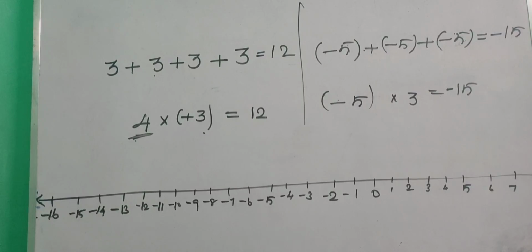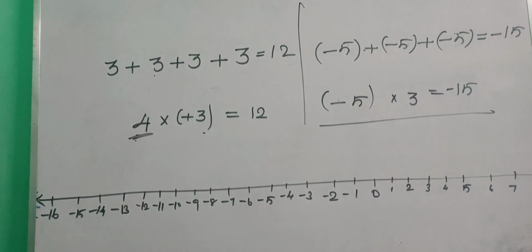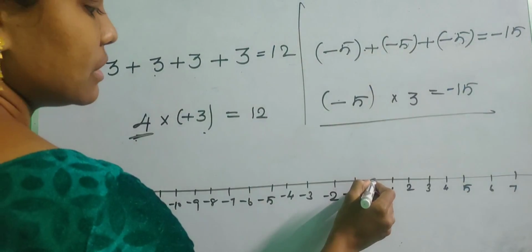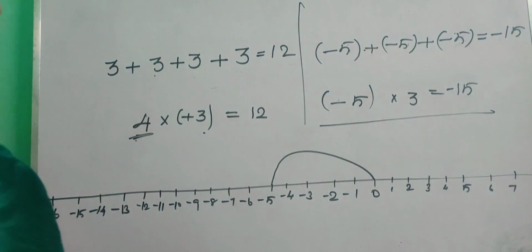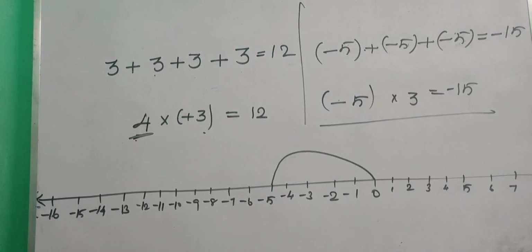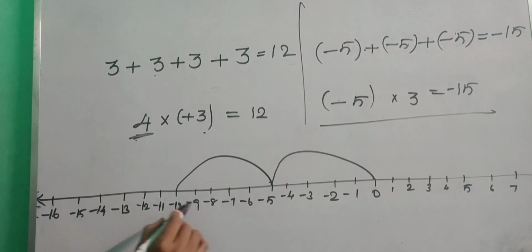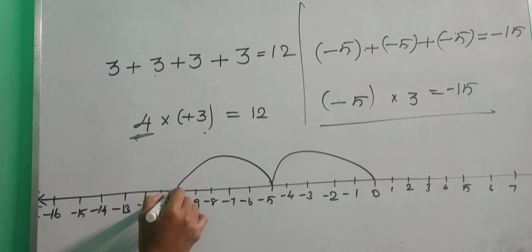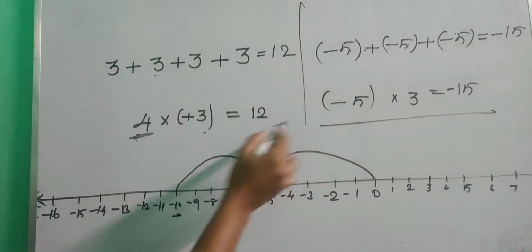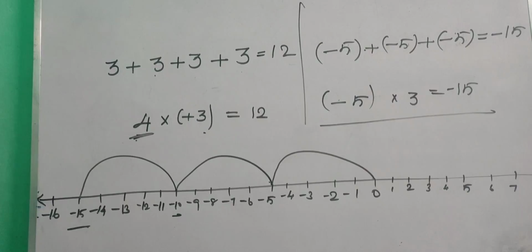So I had drawn another number line. So first of all I had taken 5 numbers for one person, so that I just moved to minus 5. And again I had taken another 5 for another person, so now I had given 10 numbers. And again I had given 5 numbers to another person, so now I had given minus 15.